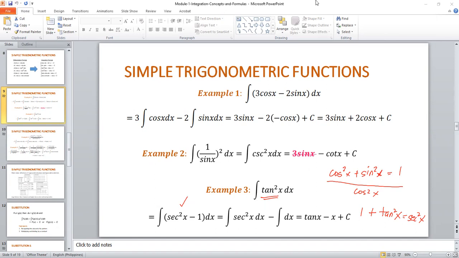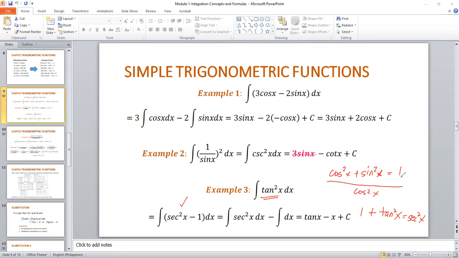Yes, Vincent, John. Miss, for example number 3, will the minus 1 be removed? Like secant squared x dx and minus, so the 1 isn't present, Miss. Again, I did not get the question. Where did the 1 go, Miss? Which 1? In example 3, Miss.